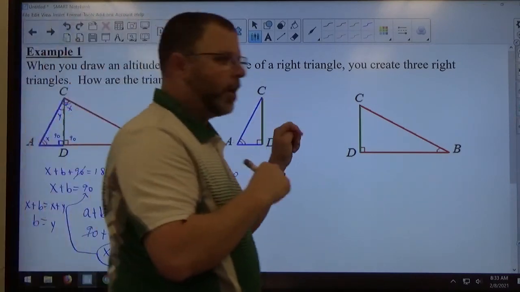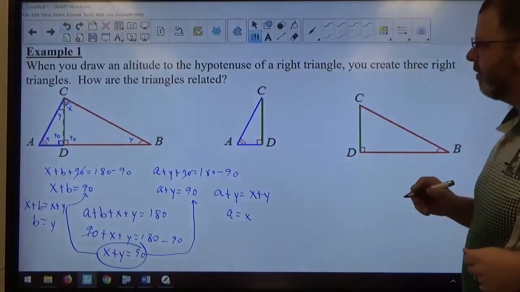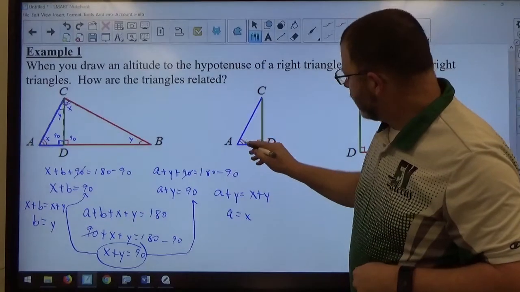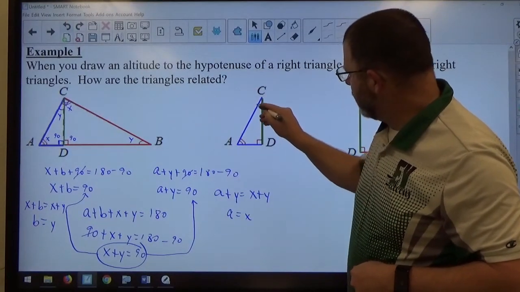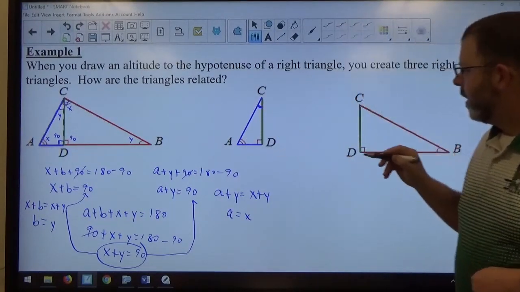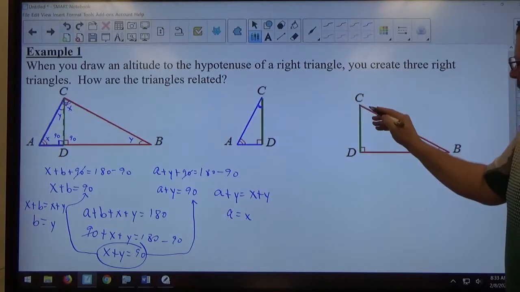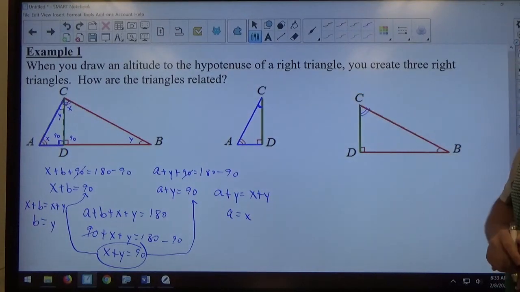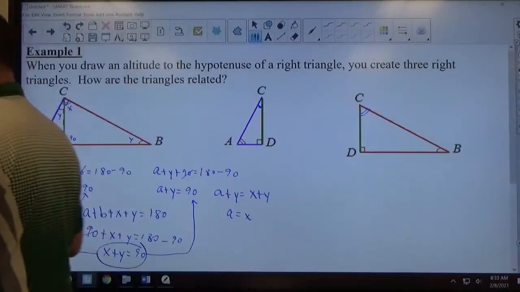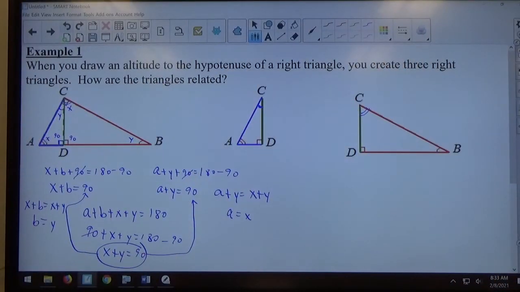So if I mark these triangles in such a way that it has all those facts in here, that's the 2 marks, this is the 1 mark. And that's the 2 marks, this is the 2 marks there. There we go. So it says, how are the triangles related? Well, they're all the same angles, right? Every one of them has all 3 angles the same, so they're all similar by angle-angle similarity.